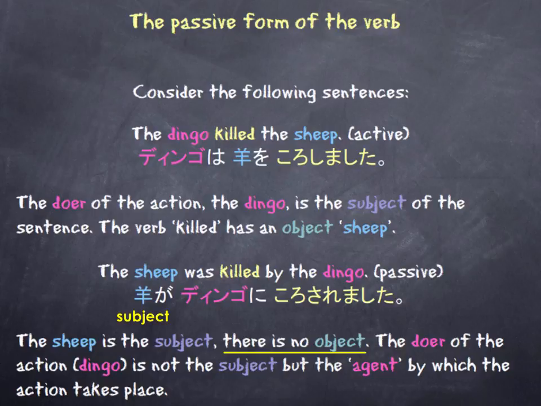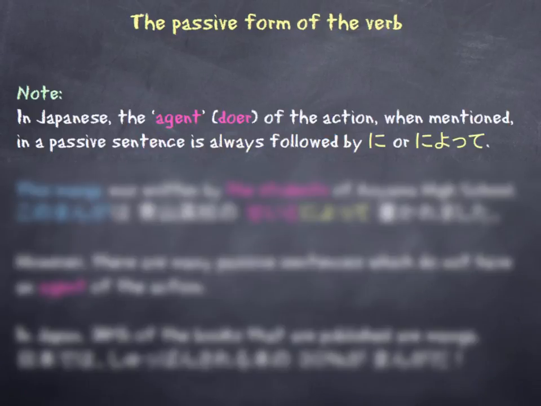So the doer of the action, the dingo, is not the subject but the agent by which the action takes place. So he is the doer. The dingo is the doer of the action. Now, please note that in Japanese, the agent or the doer of the action, when mentioned in a passive sentence, is always followed by ni or niyotte.